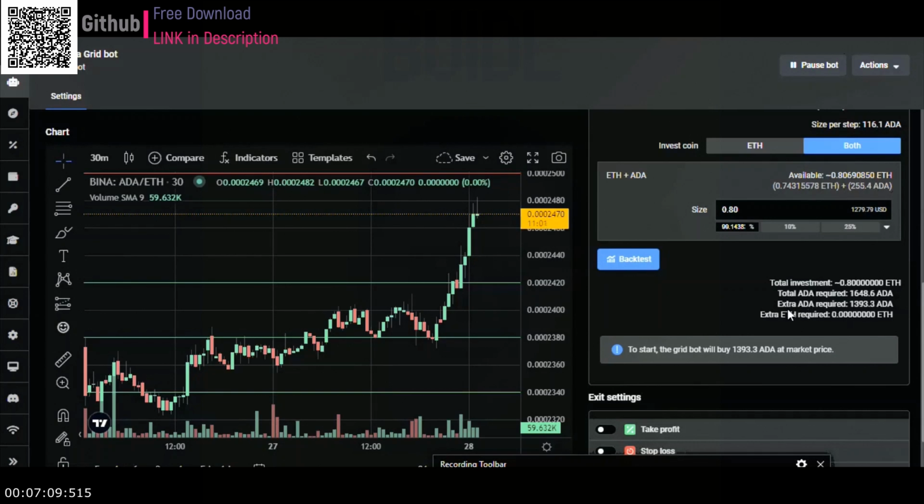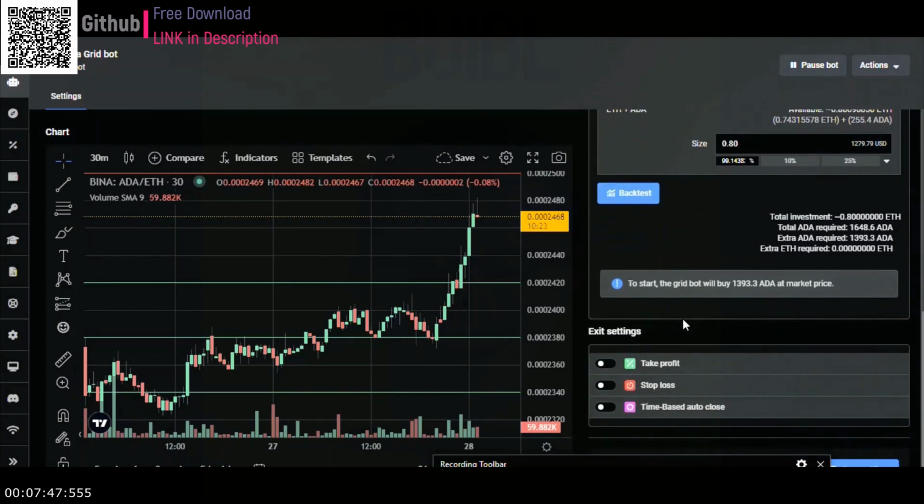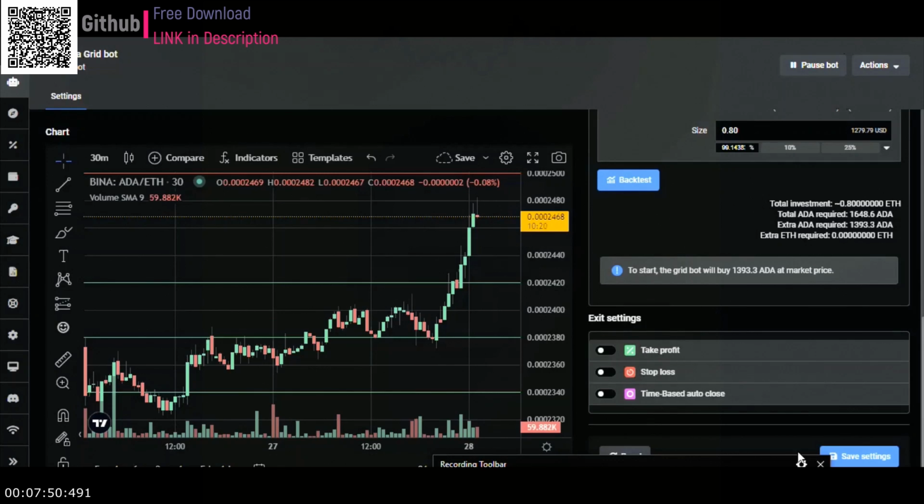So that will facilitate this bot run, because to run a grid bot, you have to have both currencies in equal amount. So in this case, the bot is going to buy some ADA from the market price, right? It has clearly said that I need extra ADA, 1393. So to start this grid bot, it will buy around 1393 ADA at market price. So this is what is going to happen if I run it this way, right?